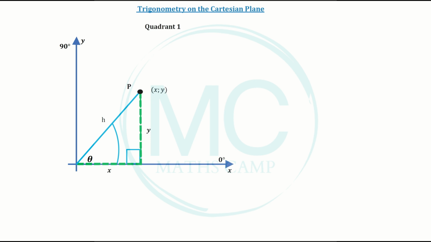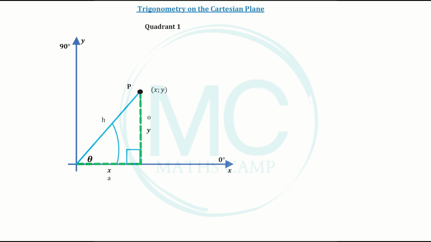Our vertical line y is always directly opposite from theta. So let's put in an O for opposite over here. Our horizontal line, the third side of our triangle, is always adjacent to theta. So let's put in an A over here.